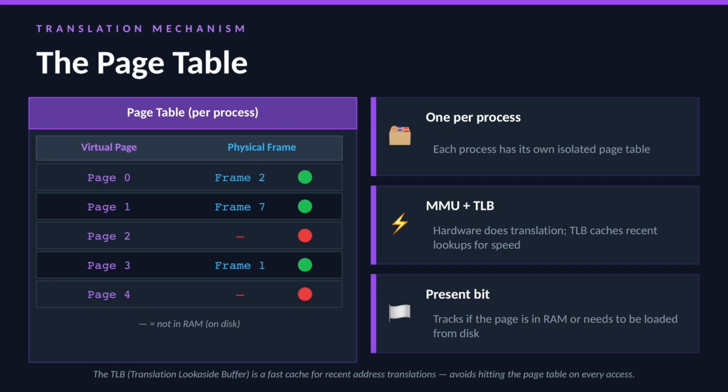Now, when you access a virtual address, the MMU looks up the page table to find the corresponding physical frame. To make this faster, the CPU also has a small cache called the Translation Lookaside Buffer (TLB), which stores recent translations so it does not have to hit the page table on every single access. Each entry in the page table also has a present bit, a flag that tells the OS whether this page is currently in RAM or not. Which brings us to the next concept.